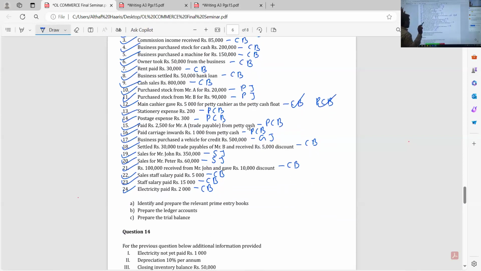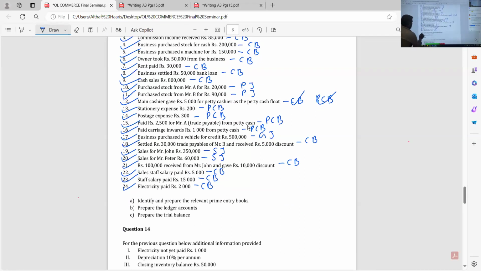We are done with part A, relevant prime entry books. Part B, part C is what we are going to do now. We have to prepare the trial balance. So we prepared the cash book, petty cash book. You see the number of areas that we are covering. Just 1 hour we have started. We completed the cash book, petty cash book, sales journal, purchase journal, general journal. 5 prime entry books we have completed. Actually, we have missed only the bank book, which we did in the previous class.